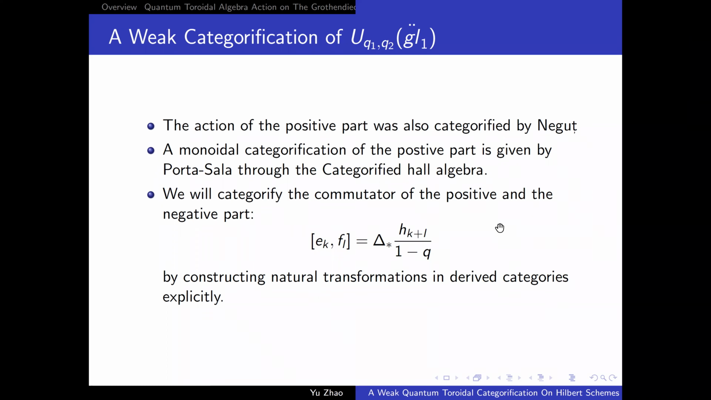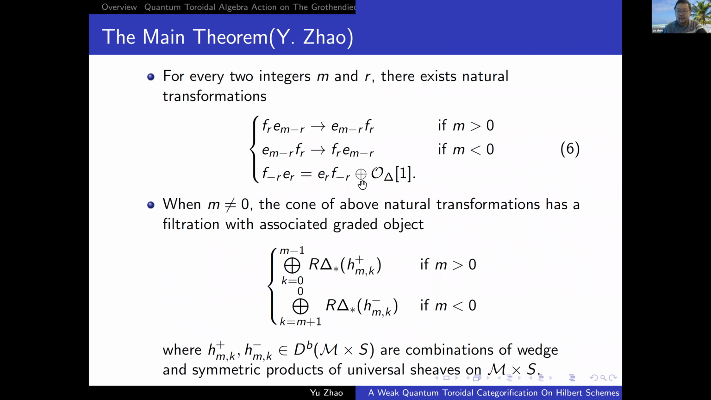So before you categorify the commutator, you actually are going to bring in something new, which is you're going to categorify both the positive and the negative part. Right? Yes. Okay. So this is the reason that this makes sense for a weak categorification of the whole quantum toroidal algebra. Okay. All right. Thank you. And thank you so much for your comment.